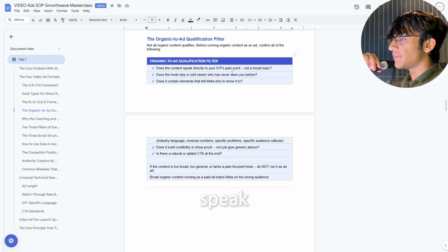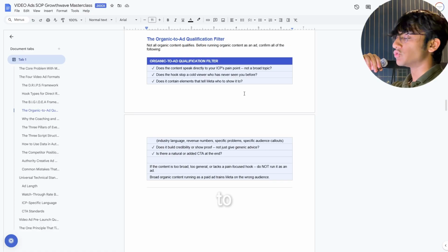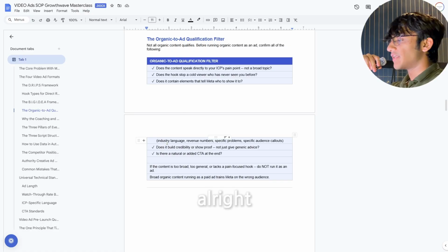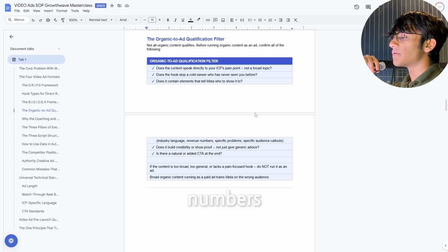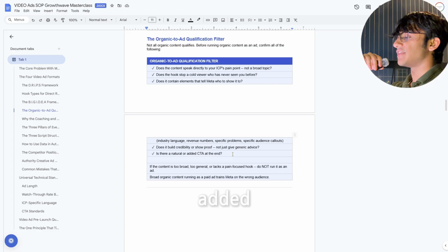Now, does the content speak directly to your ICP's pain points? Not a broad topic. Does the hook stop a cold viewer who has never seen you before? And does it contain elements that tell Meta who to show this ad to? That means your industry language, revenue numbers, specific problems, specific audience callouts and stuff. And does it build credibility or show proof, not just give generic advice? And is there a natural or added CTA at the end?